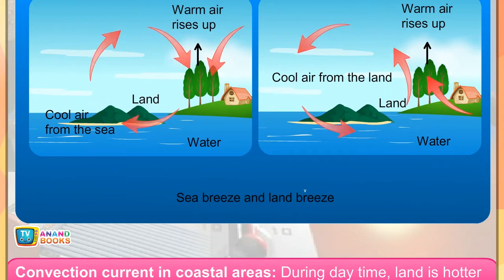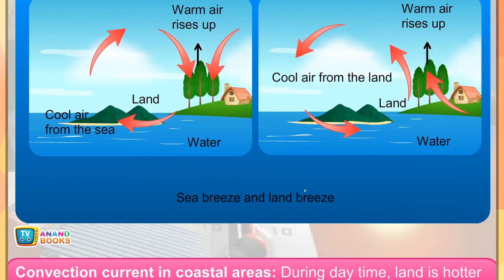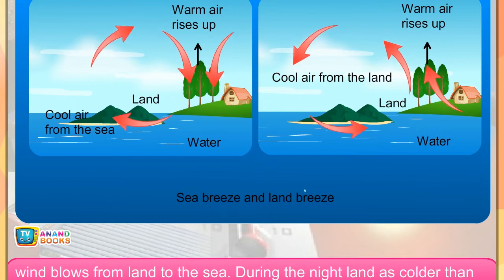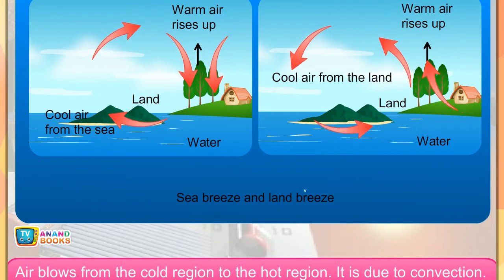Convection current in coastal areas. During daytime, land is hotter than sea, so wind blows from sea to the land, while during night, wind blows from the land to the sea. During the night, land is cooler than the sea. Air blows from the cold region to the hot region. It is due to convection.